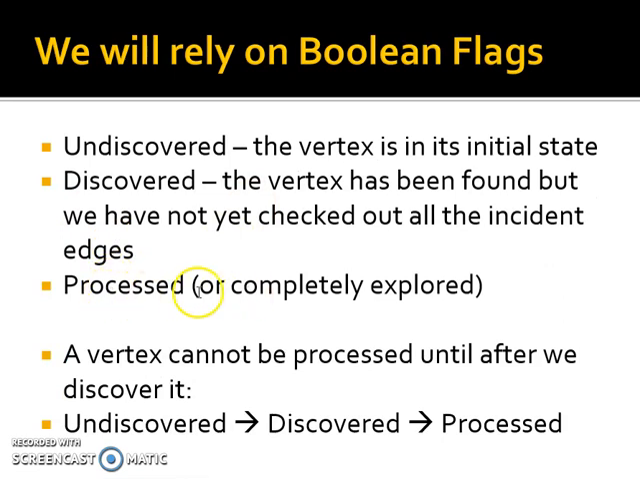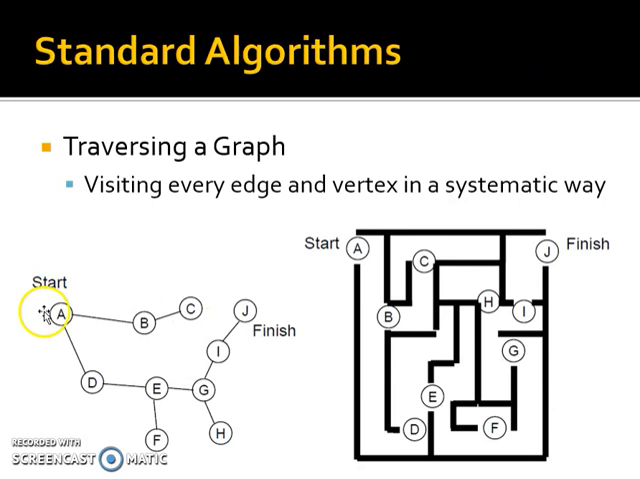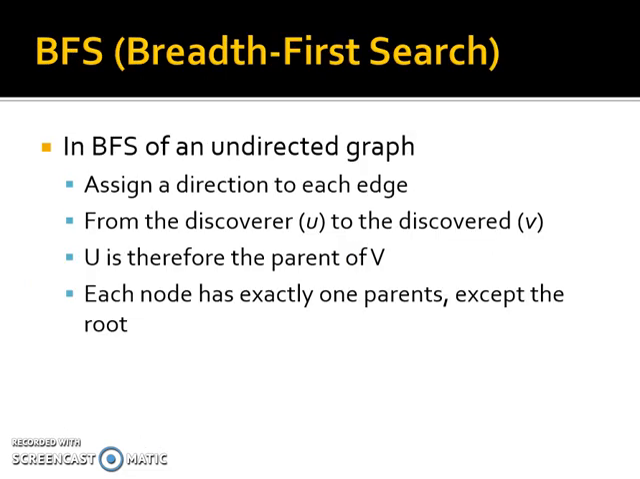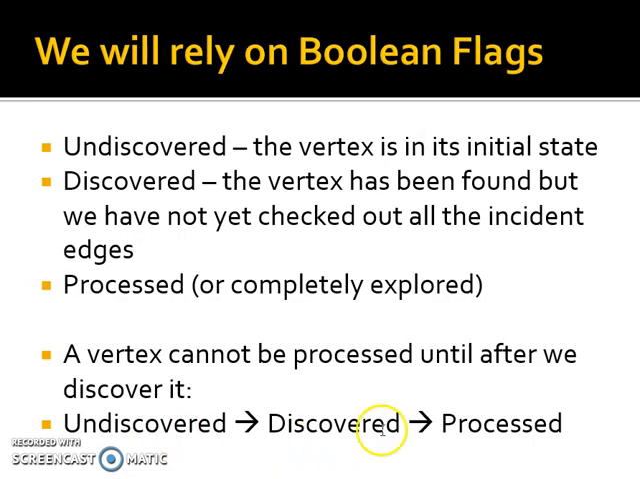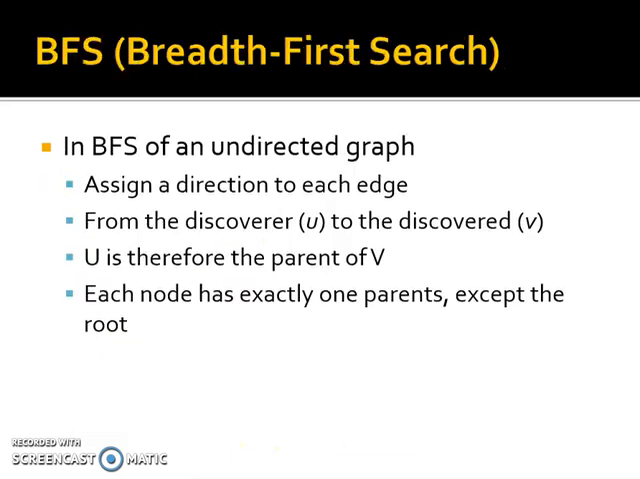We've got processed. Processed means completely explored. So once we've done everything possible, so looking at this graph, imagine if we've gone all the way to C, there's nowhere else to visit. We've explored it, we've found it, we've visited it, it's been processed, and then we are backtracking to these other vertices. So that's the process, undiscovered to discovered to processed. So with a breadth first search, this is one of our key algorithms for doing that.